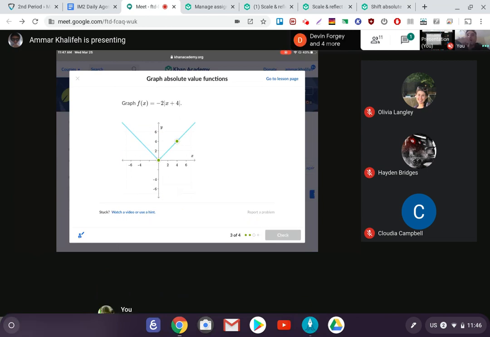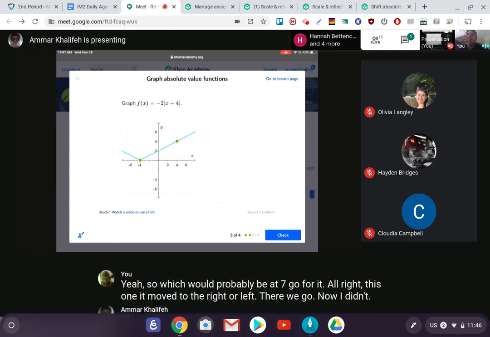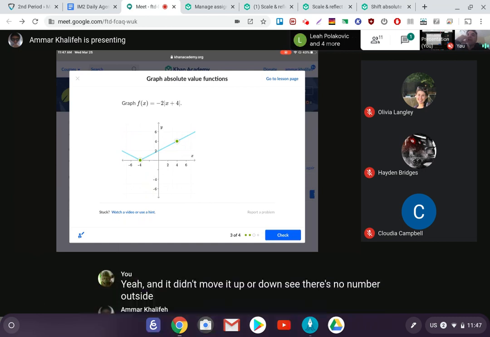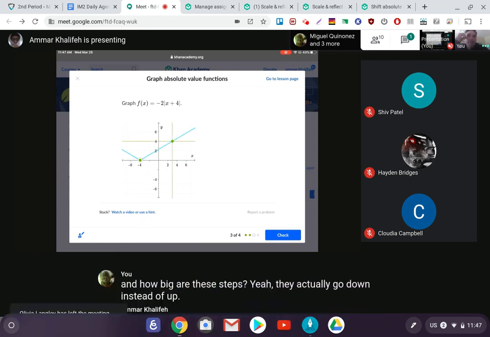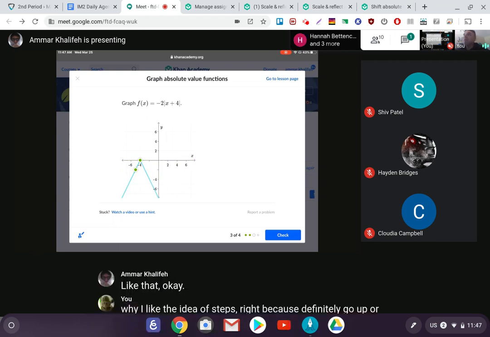All right, this one, it moved to the right or left. Now it didn't move it up or down. See, there's no number outside. And how big are these steps? -2. Yeah, they actually go down instead of up. These steps go down. And that's why I like the idea of steps, right? Because steps can go up or down depending where you're at.